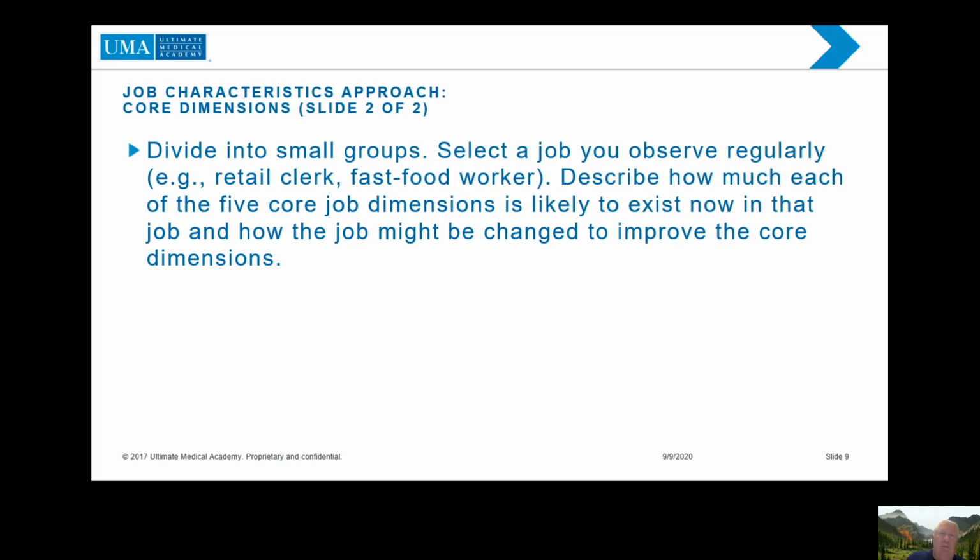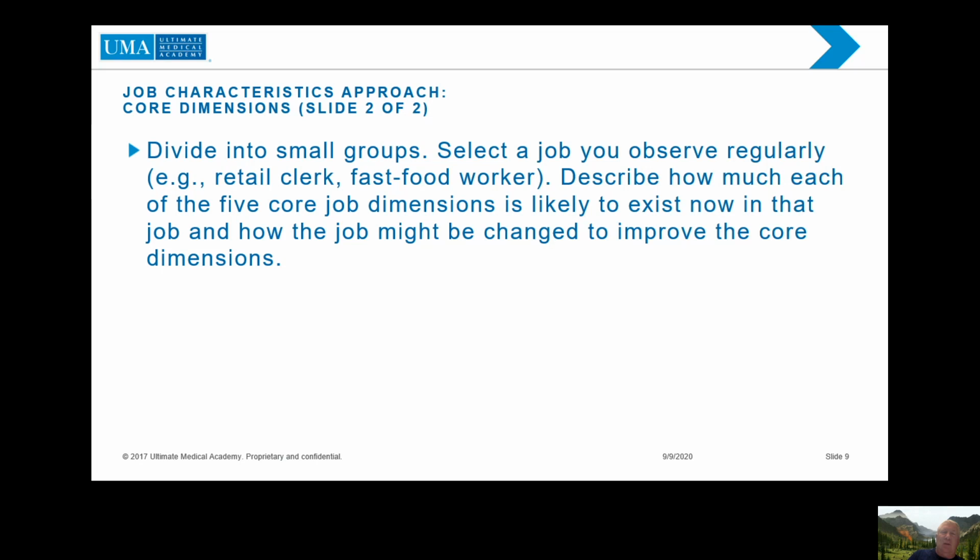So this is just a kind of a task you might do if you're on the job. Divide into small groups. Select a job you observe regularly, such as a retail clerk, fast food worker. Describe how much each of the 5 core job dimensions is likely to exist in that job, and how that job might be changed to improve the core dimensions.